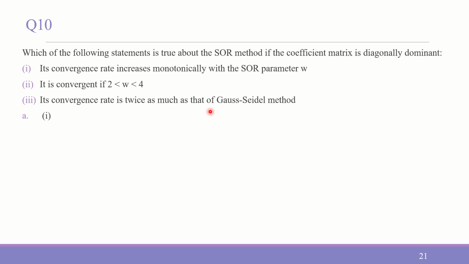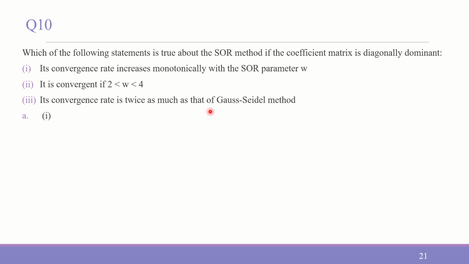And the second one, it is convergent if W is between 2 and 4. Again, this is false, because W should actually be less than 2 for it to be convergent. And the third one, its convergence rate is twice as much as that of the Gauss-Seidel method. That is also actually false, I guess.